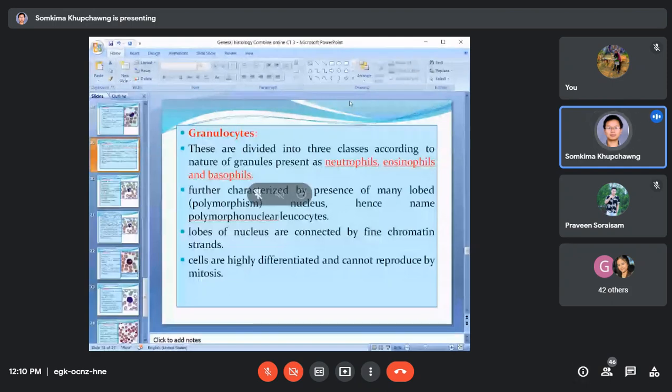They are further characterized by the presence of a many-lobed nucleus. Those lobes of the nucleus are connected by fine threads of chromatin, hence the name polymorphonuclear leukocyte. Unlike agranulocytes, these cells are highly differentiated and cannot be reproduced by mitosis anymore.